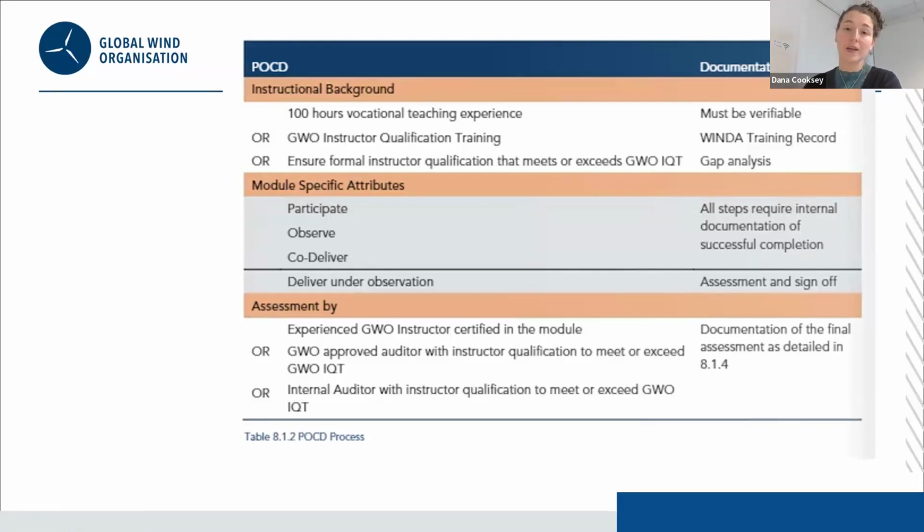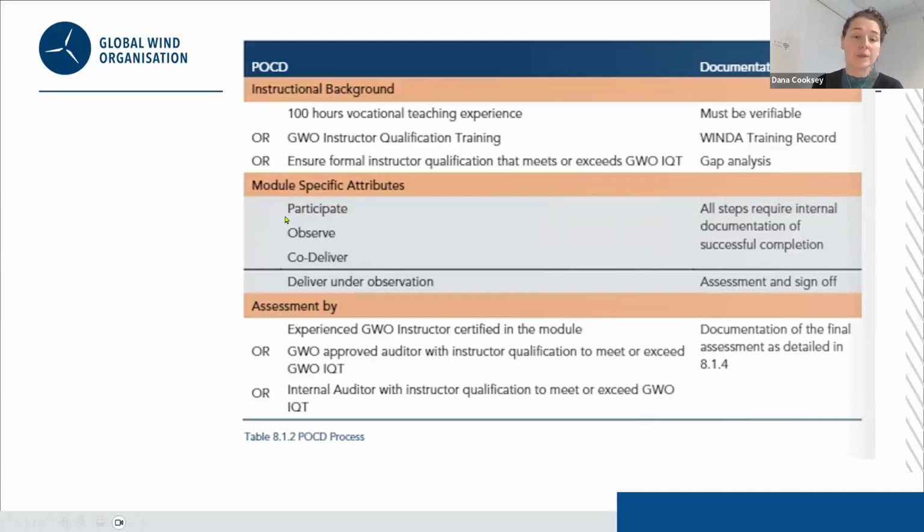So this is for something maybe as a training provider, you already have an internal instructor qualification program. You're going to just analyze that against the learning objectives in the IQT. This may be for places that, someone who's coming to you with experience in adult education and training, that they've gone through and have a bachelor's in this. So these are different options in order to start the POCD process, which we've listed out here.